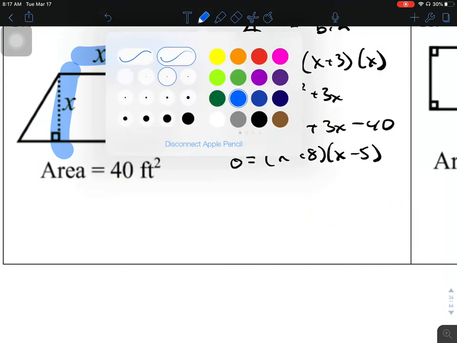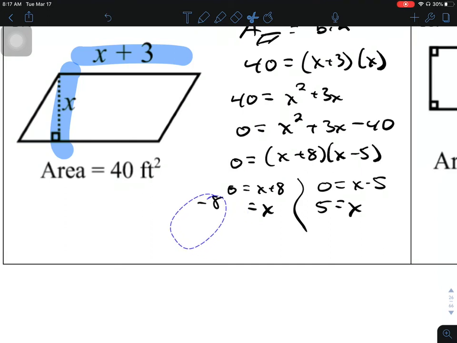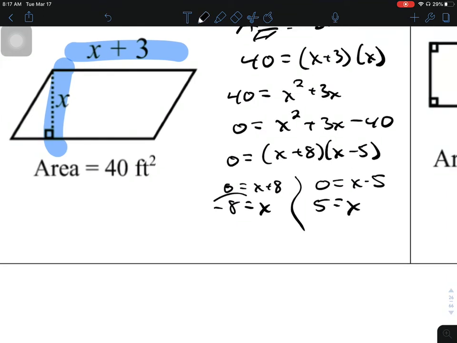Set each factor equal to 0, because this apparently has two answers. Now let's see if both of these answers make sense. If I put a negative 8 in for x, I'm going to get negative 8 times negative 5. Yes, that makes 40, but it makes no sense for these lengths to be negative. So this answer doesn't make any sense.